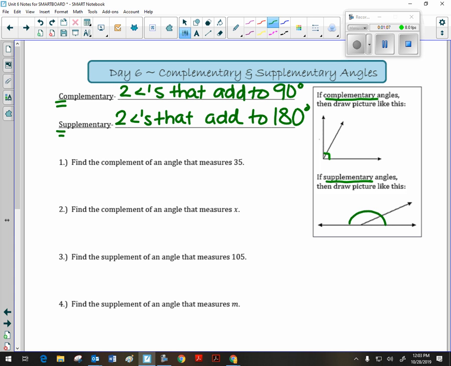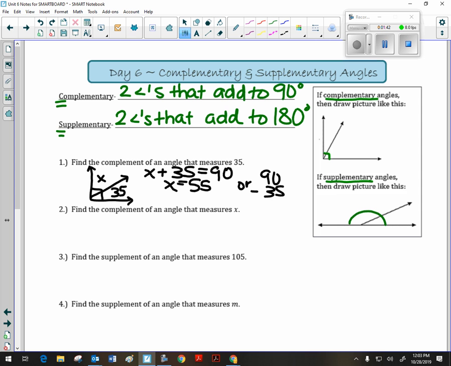So for question number 1, it says they want to find the complement of an angle that measures 35 degrees. So I'm going to draw a picture, and I have a 35-degree angle on one of the parts, and when I'm looking for its complement, the part that's here is what they're looking for. So a 35-degree angle, x is the complement, and what I know is that x plus the 35 has to equal 90 because they used the word complement, which means x is 55. If you prefer on questions like this to just say 90 minus 35 equals 55, that's fine as well.